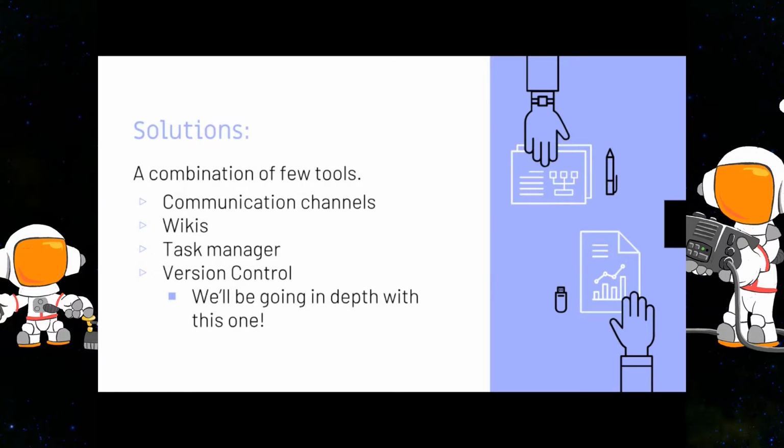But in any case, we have a couple of different solutions available, and mind you, these are tools that try to mitigate each specific problem that might potentially arise. So some of these tools are the communication channels, wikis, task manager, and version control. I say we'll be going in depth with this one.